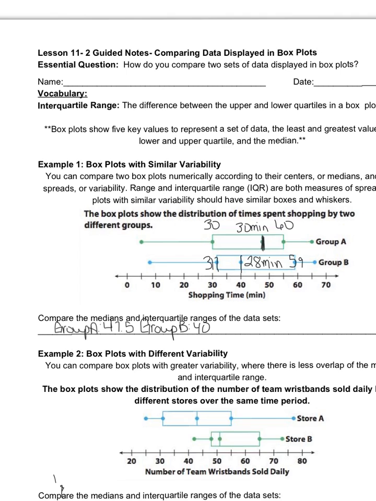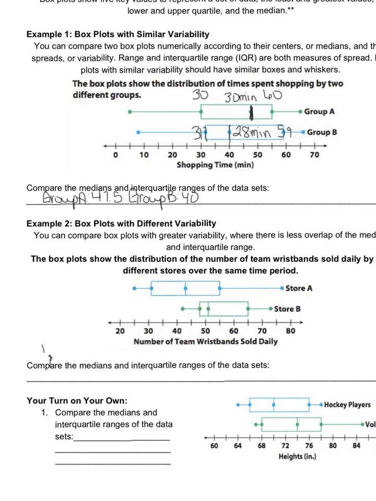Now we're going to look at two box plots where they have much different variability, or essentially they look very different. So when we analyze that data, there's just a lot of differences in the way that it's constructed. So here we have the distribution of the number of team wristbands sold daily by different stores over the same time period. So for store A, we can see that the median here, or the middle number in the set of data, is, I would say, 42.5. It's right in the middle between 40 and 45.